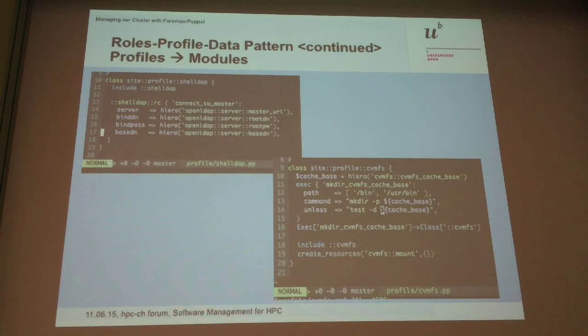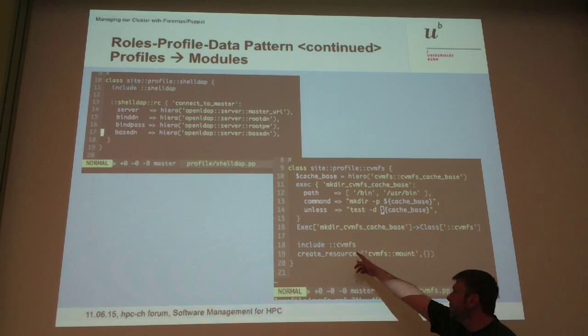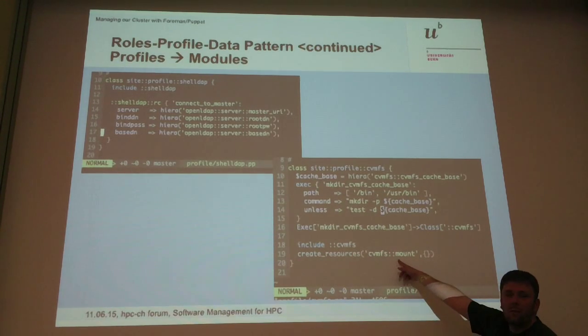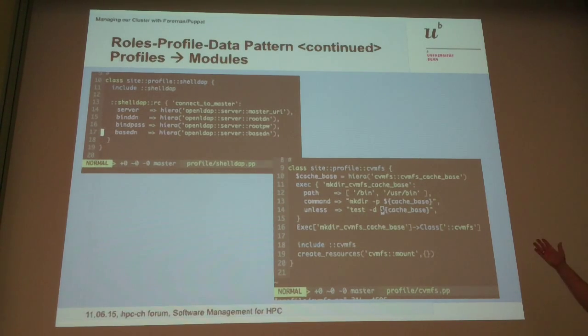Here we have two profiles. On the top left for ShellDAP, and on the bottom right for CVMFS. This is a tech profile, we call it. So here we can see for CVMFS, for instance, we fetch configuration data from hiera, the cache-base directory. We make sure that the directory is created. If it's not, it gets created. And then we install CVMFS here. And finally, we do some mount points. Those are configured in hiera. So that's a recipe how to install CVMFS.